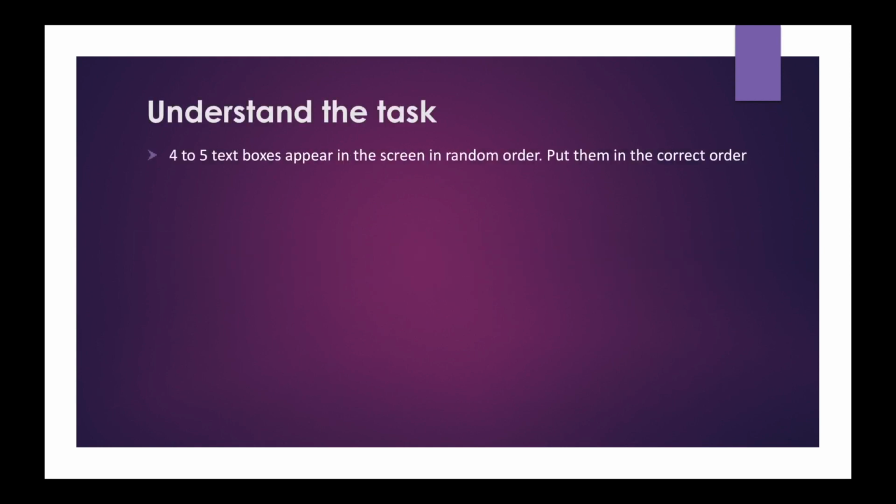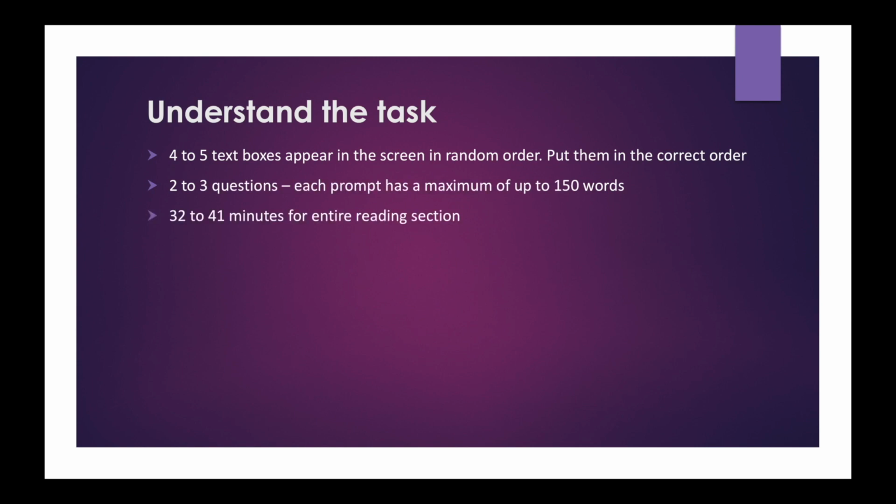We can see 4 to 5 text boxes appear on the screen in random order. Put them in the correct order. You will be seeing 4 or 5 paragraphs in text boxes on the left side. You have to drag and drop them on the right side in the correct sequence. You will get either 2 or 3 reorder paragraphs with up to 150 words.